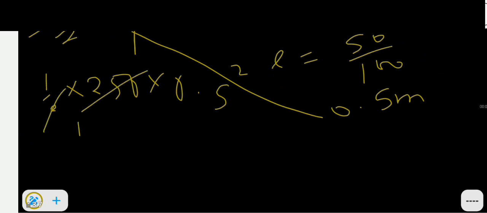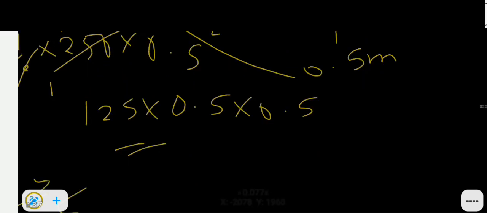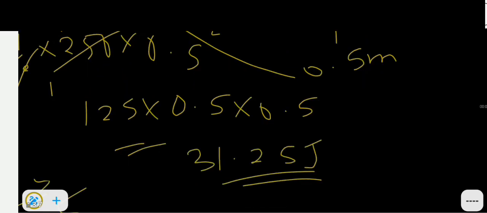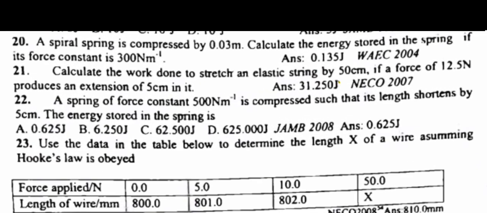If you solve this, 2 goes into 250, 125. So you have 125 times 0.5 times 0.5. If you multiply everything, you're going to get 31.25 joules, which is the answer. So check it in the options. So that's it there. That's the answer to the question.